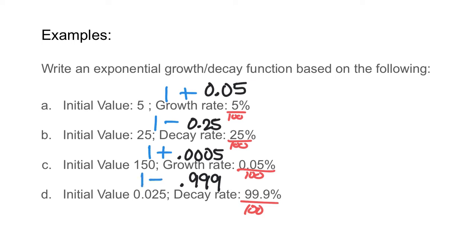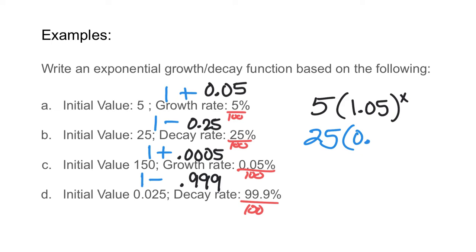When I go to write these functions out, I'm going to start with my initial value. In parentheses, I'm going to put my new factor. So 1 plus 0.05 will be 1.05. And then my x. The second one is decay, so I'm going to subtract it. I still start with 25, but my number in parentheses will be 1 minus 0.25, which is 0.75 to the x.